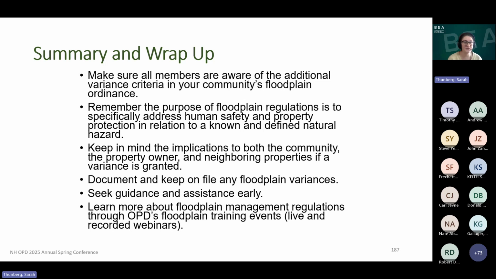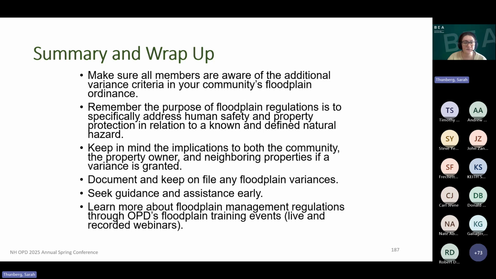You also want to document and keep on file any floodplain variances and seek guidance and assistance early, whether that's reaching out to us at OPD or FEMA, or we can refer you to FEMA. We are more than happy to help. I know FEMA's more than happy to help. They would really prefer people to do their due diligence and ask them all of the questions rather than just assuming things and end up creating a hazard.